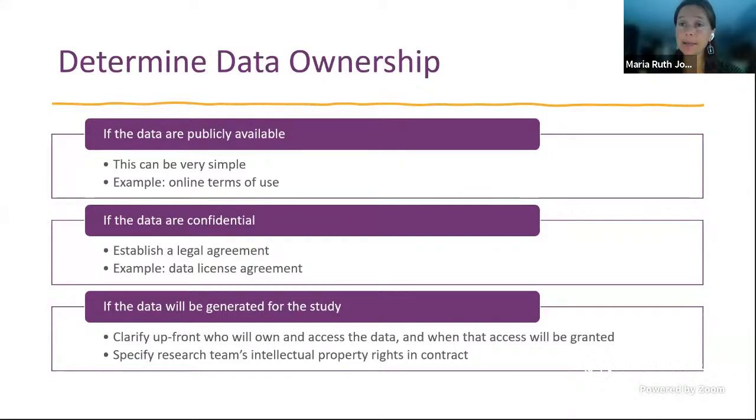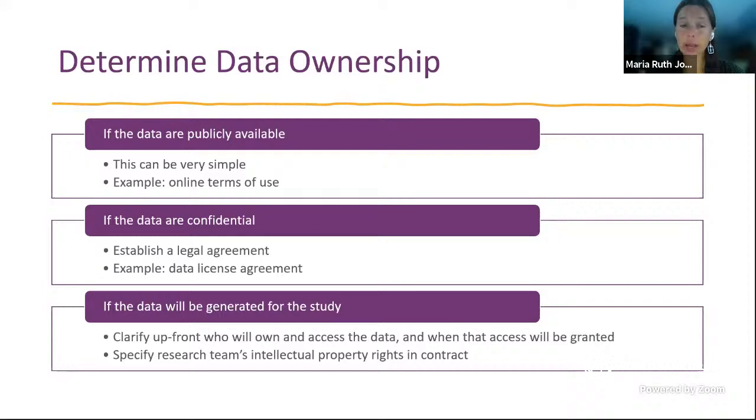And now the third case is if the data will be generated for the study. Now this may seem like the most straightforward, but it isn't always. So if you are collecting data specifically for this research study, there's often multiple parties involved. It could be that the research team is financing the data collection, but a local firm is actually doing the data collection, or that there's a government entity involved, for example, a particular ministry within a country. So it's really important to clarify up front who will own and access that data and when that access will be granted, and whether or not they'll have access to the full data set or only partial access to the data set.